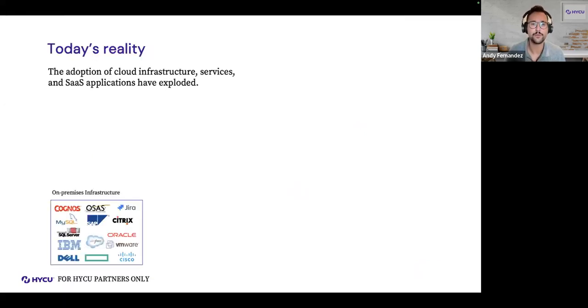But to understand the opportunity, we have to understand how things have evolved. Let's go back 15 years. Organizations simply had a data center.